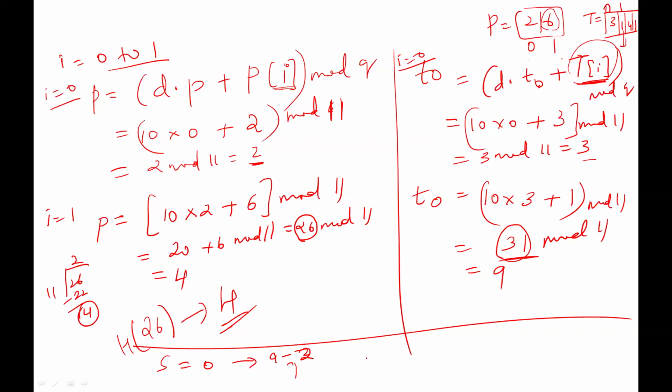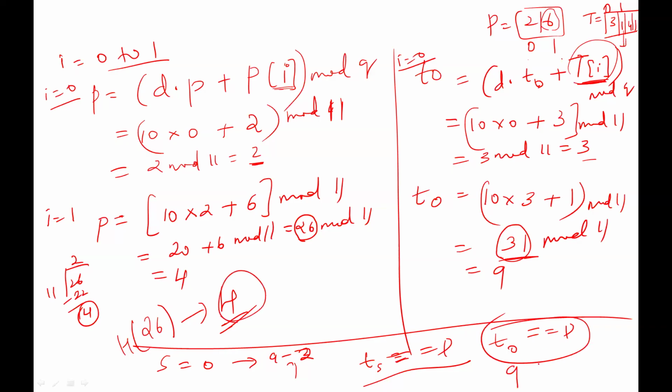So if T of S is equal to P, that is what we are going to check. What is the value of S? It is now 0. So is T0 equal to P? No, because T0 is 9 and P is equal to 4. Since they are not equal, we can say that their hashes are not equal. Because the hashes are not equal, there is no need to compare the strings character by character. There is no need to do that.